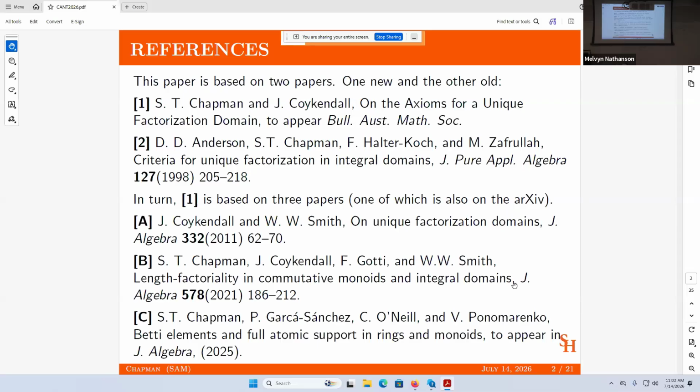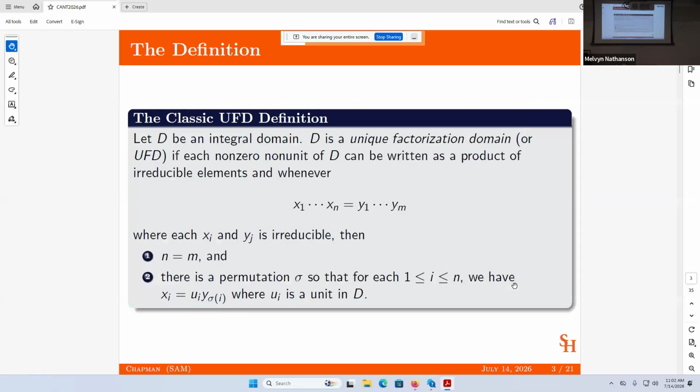But what I want to do is start with a definition. I think almost all of us in this room have been recruited to teach abstract algebra at one point or another. And the grad students that are here, if you haven't yet, you will. And so here's something that you usually do in the first course. Here's the good old basic definition of a unique factorization domain.